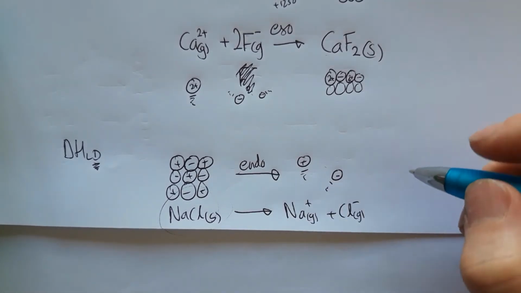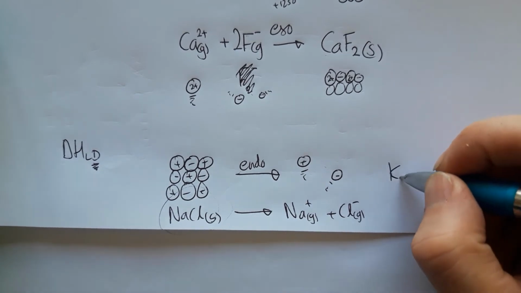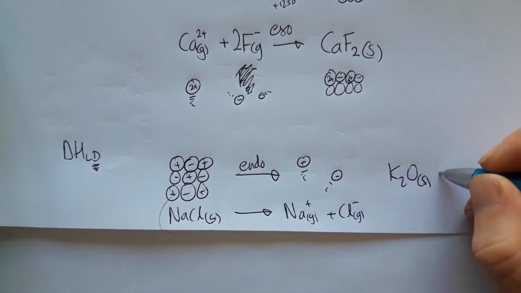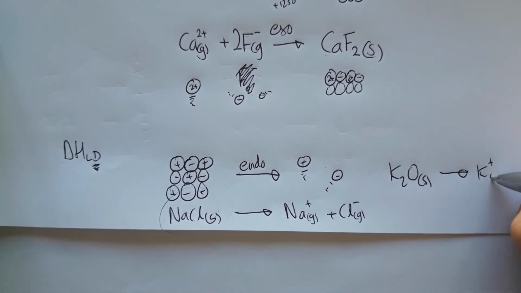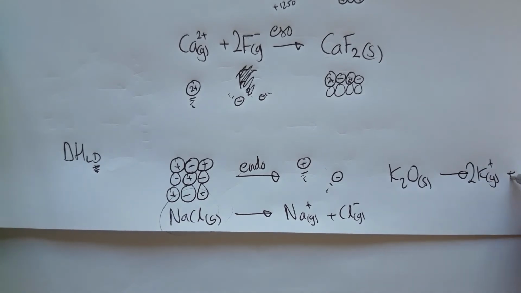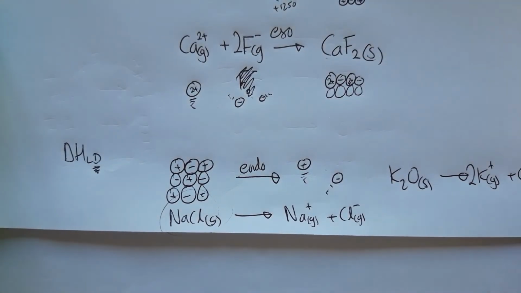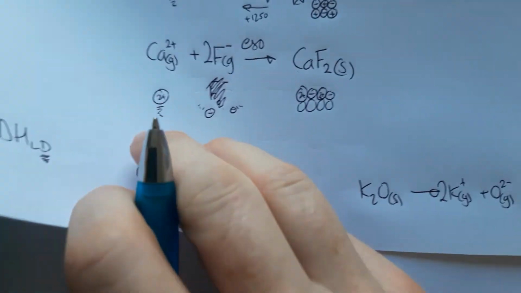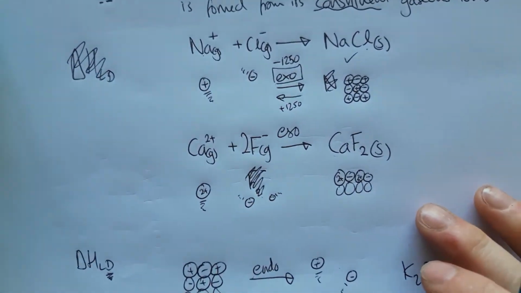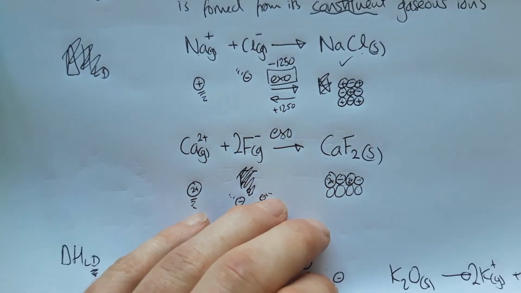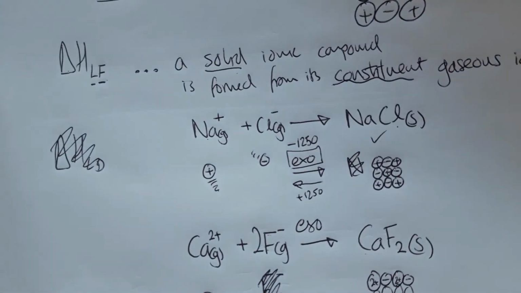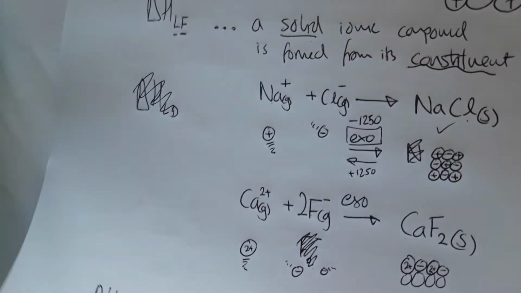What's another one I could do? Potassium oxide, solid, forming K+ (g). There'll be 2 of them, and an O2- (g). Squeeze off the screen. So that's lattice dissociation. All right. So there they are. You might have to wind back through those 2 videos if you want any help with them again.